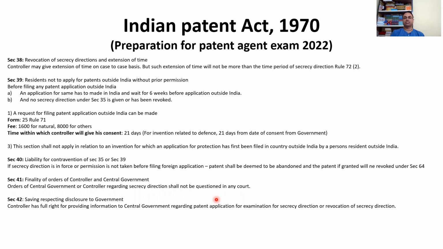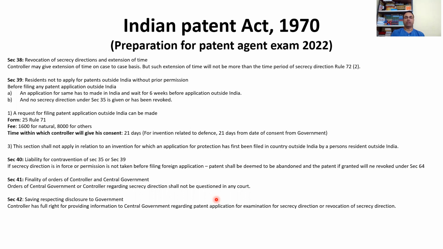So in that case, what I need to do is fill Form 25, pay the fee of 1,600 or 8,000, as the case may be, and then wait for 21 days. Within 21 days, we will get a reply from the controller saying that we have considered your application and you may file. And why are they doing it like this?